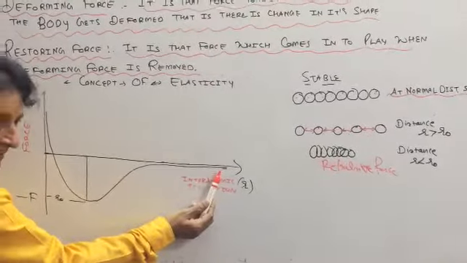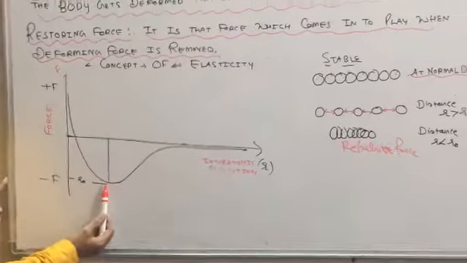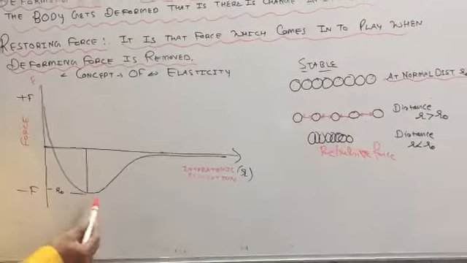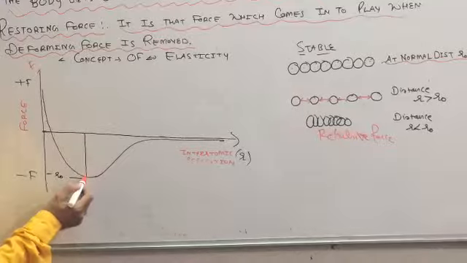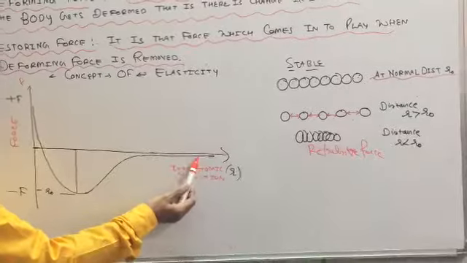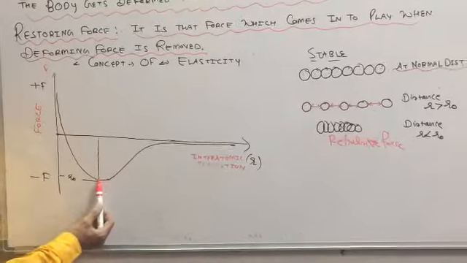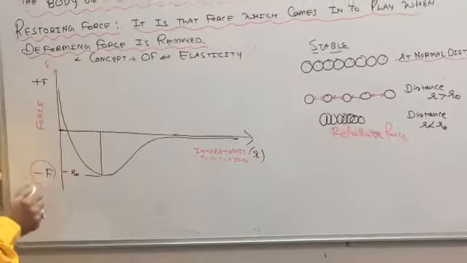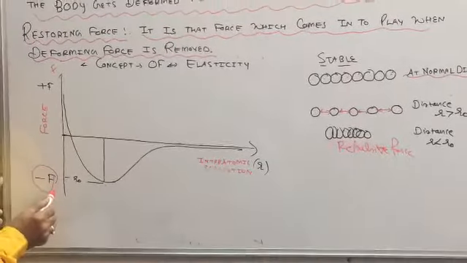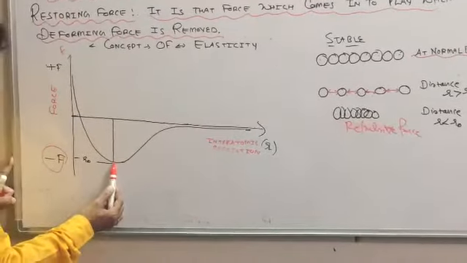I am decreasing the distance. The force of repulsion is increasing. At this distance, it is stable. It's a normal, slightly repulsive, but not effective. At this position, it is the least repulsive, minus A. I'm decreasing the distance. Here they are stable.